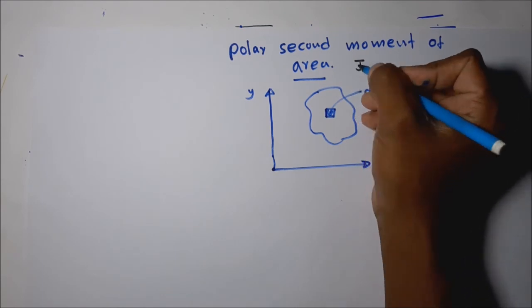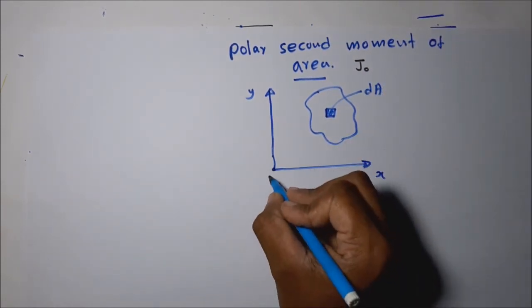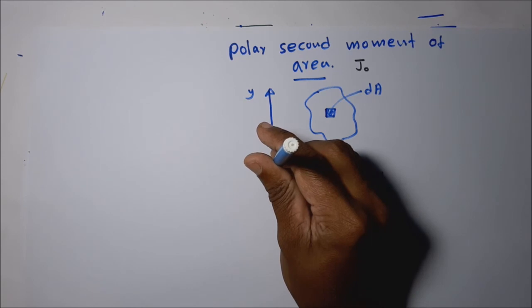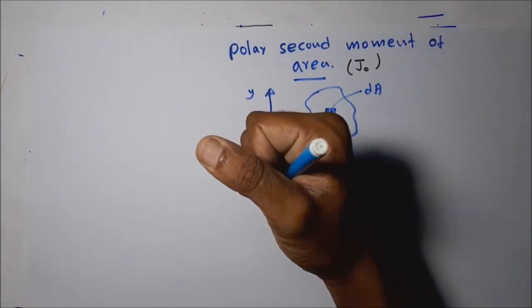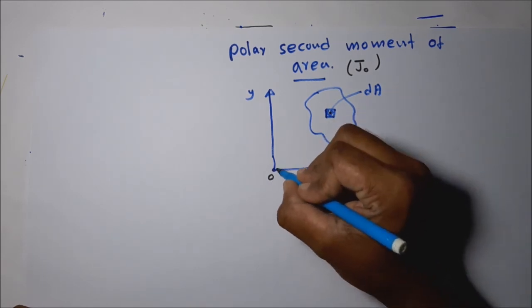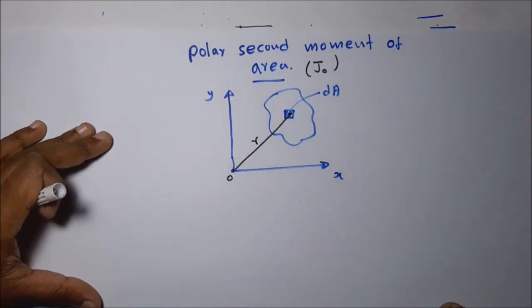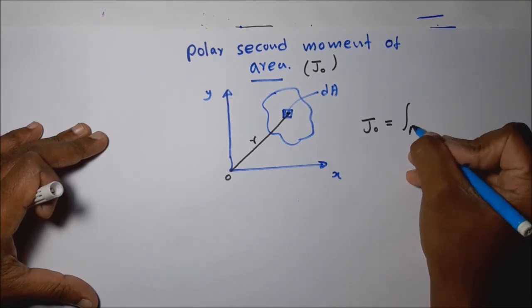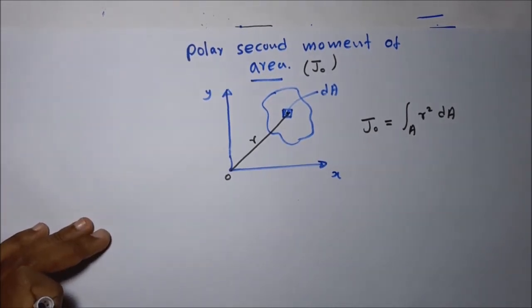J is the symbol used for the polar second moment of area, with the subscript letter O. The O means that we are defining the polar second moment of area about the axis perpendicular to the plane at the O coordinate center. That means we are calculating the polar second moment of area around the z axis. From the point O to the centroid of dA, the distance is taken as r. This is the definition: J naught is equal to the integral over the surface area of r squared dA.